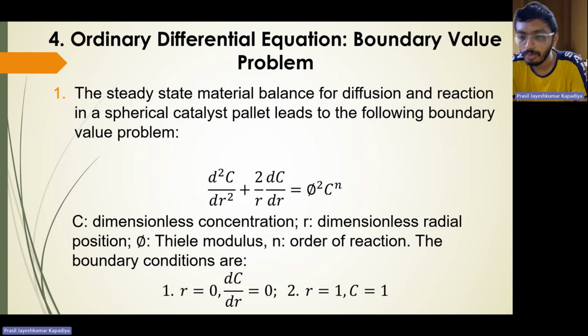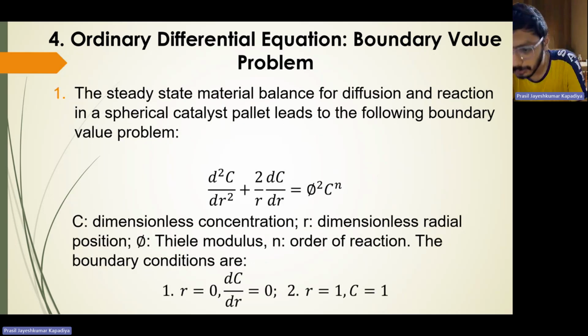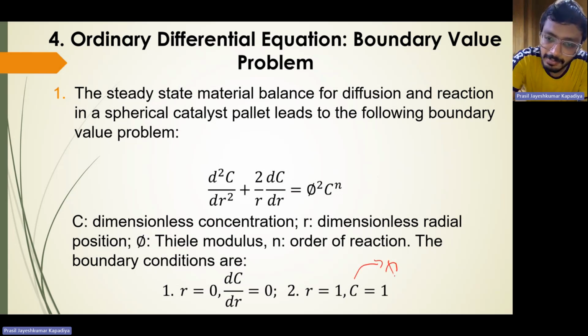to phi square into c raised to n, where c is dimensionless concentration, r is dimensionless radial position, phi is Thiele modulus, n is order of reaction, and the boundary conditions are r is equal to 0, dc dr is 0, and r is equal to 1, c is equal to 1. So what kind of boundary conditions are these that we are supposed to say? So this one is a Dirichlet boundary condition.